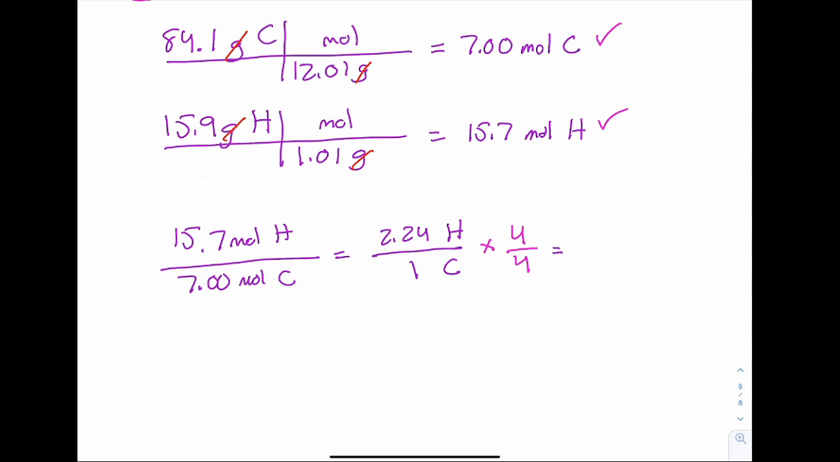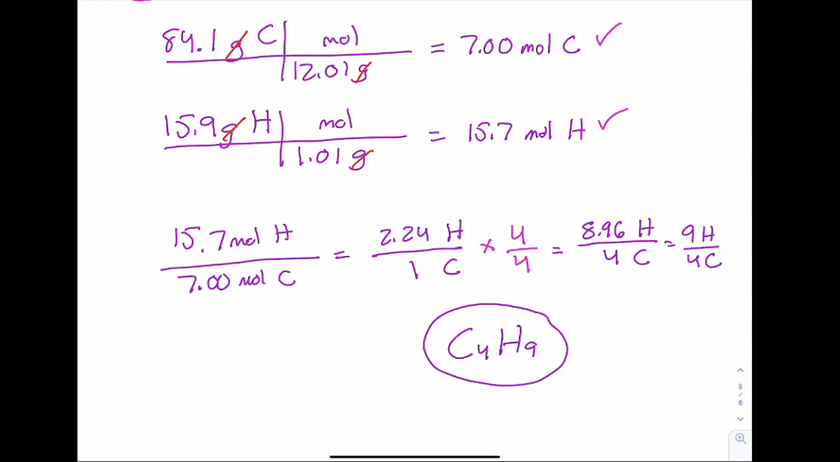So when I do that, I end up with 8.96. I'm just going to write it all out, and then you'll see how we can round it to 4 carbon, right? Do it on both the top and the bottom. So that is going to give me 9 hydrogen for every 4 carbon. So then when I write my empirical formula, C4H9.